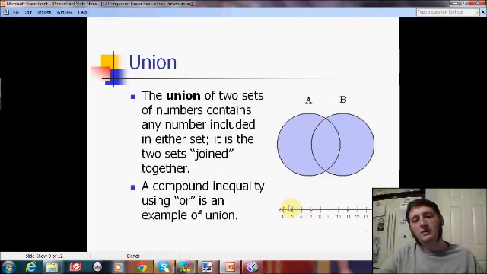A union of two sets is, well, union's like joining or together. So it's anything that's in any of the two sets is part of the union of the two sets. And an or inequality is an example of a union. It's this thing or this thing, and they're glued together even though they're not actually touching.